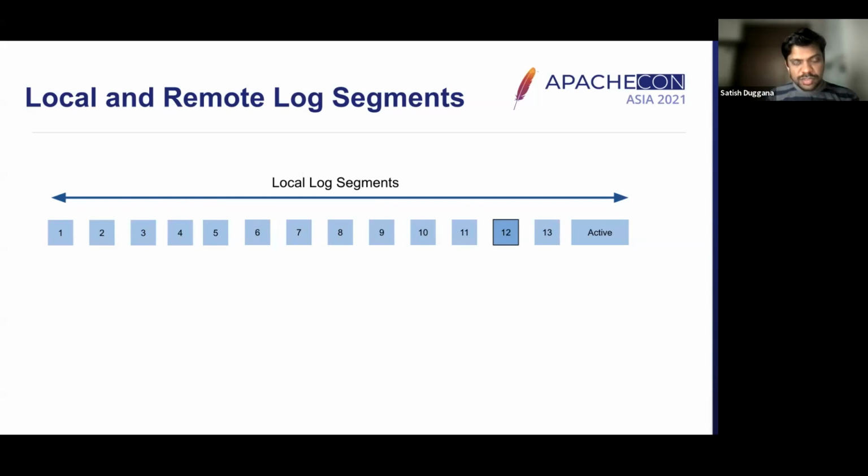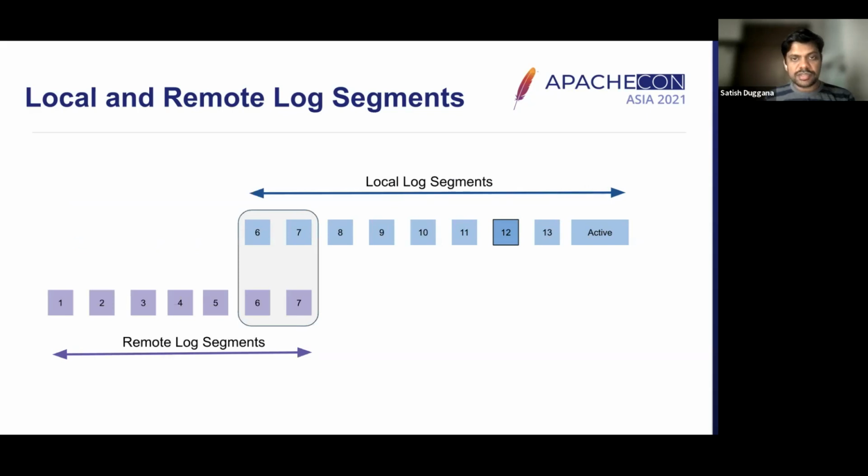With tiered storage, we introduced a new config called local log retention. That is like log retention, but it is meant for local storage. So you can configure, based on your use case, how long you want to keep the segments in local storage. It may be a few hours or a few days. You can see there is one segment which is highlighted, which is the 12th. So what does that mean here?